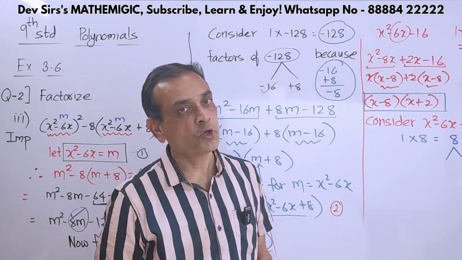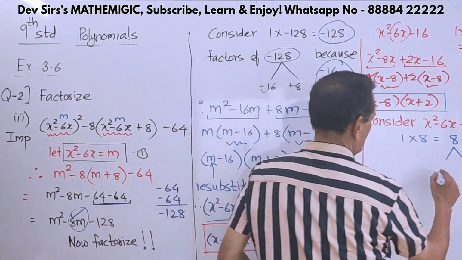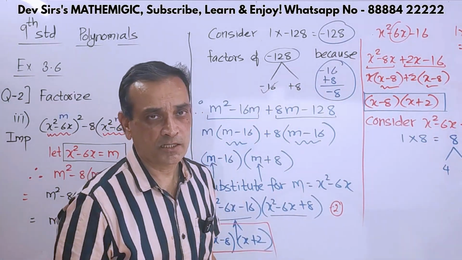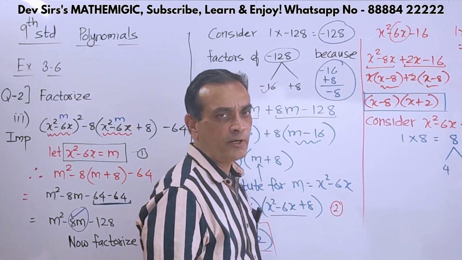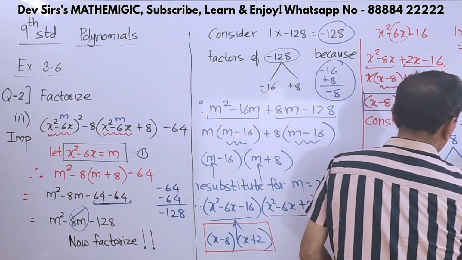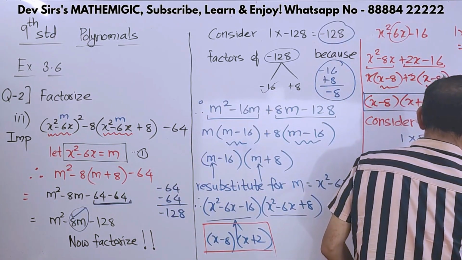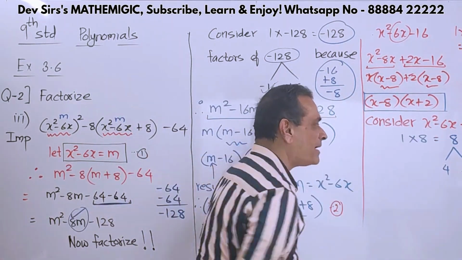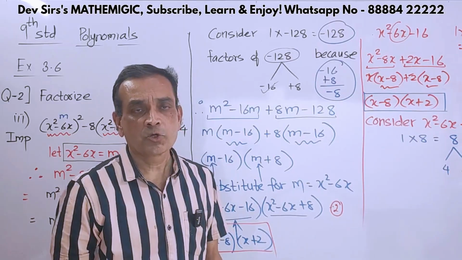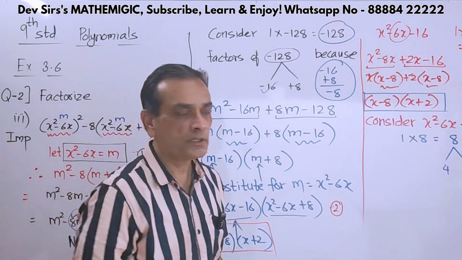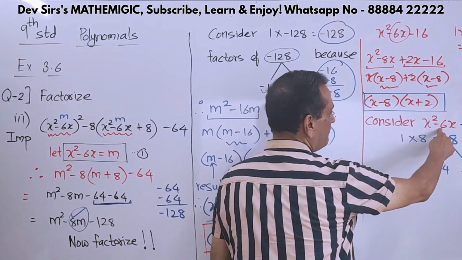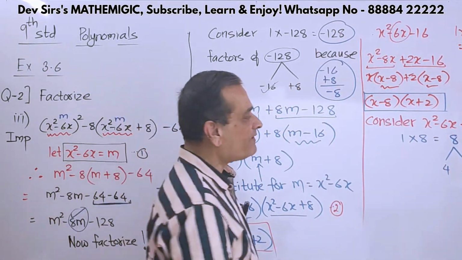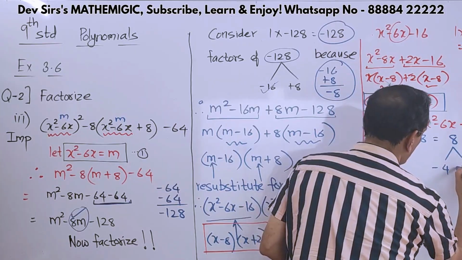Immediately, what do you get in mind? 4 and 2, 8 comes, right? 4 twos are 8. But check out friends, after writing 4 into 2 is 8, add them and see, you get 6. What do we want? Minus 6. So remember one important rule, that if the middle term is negative and both these terms are positive, both the factors will be minus. Very important.